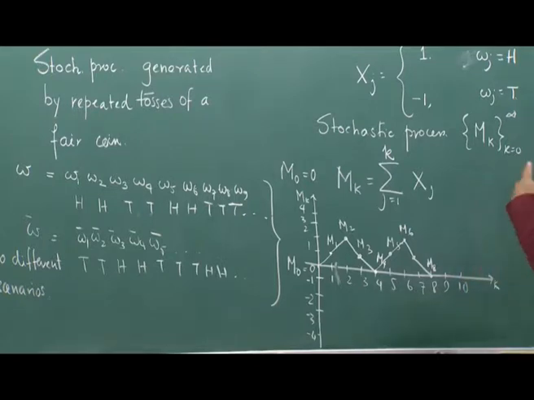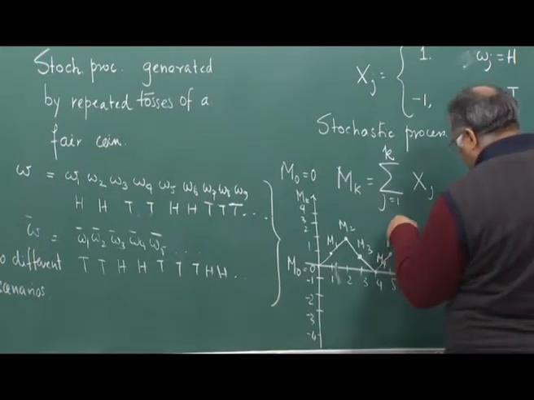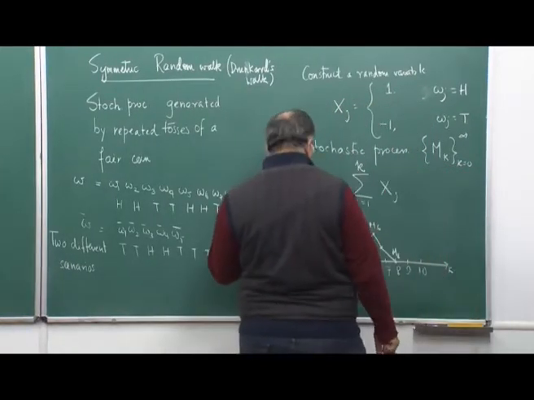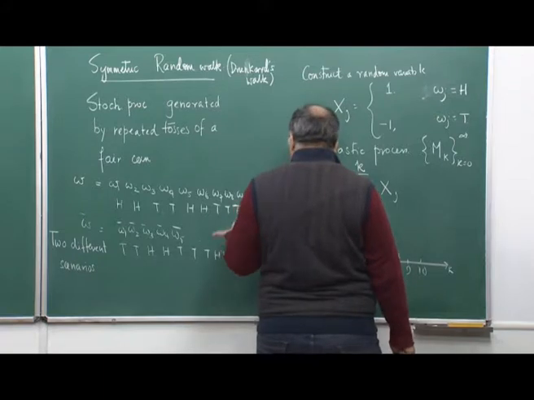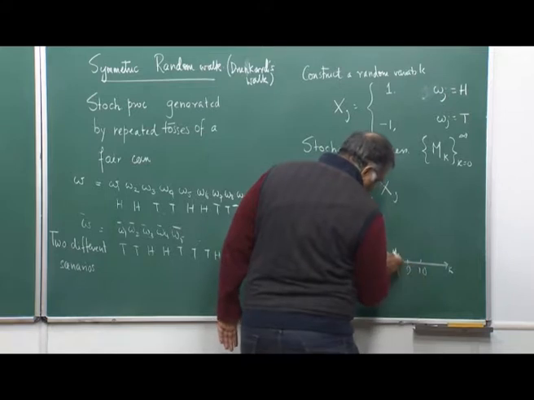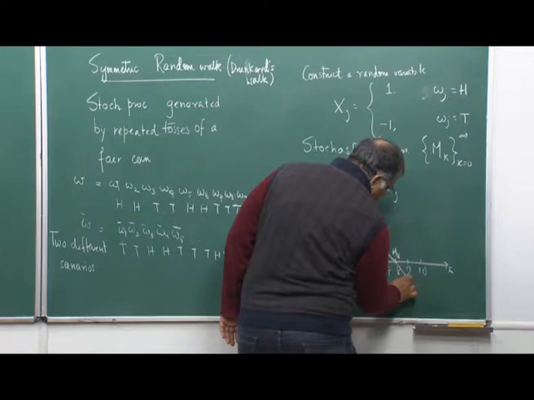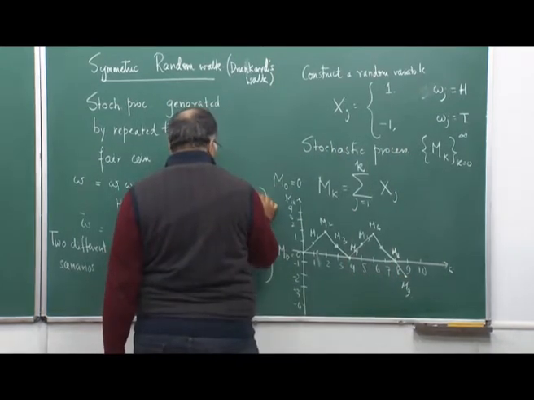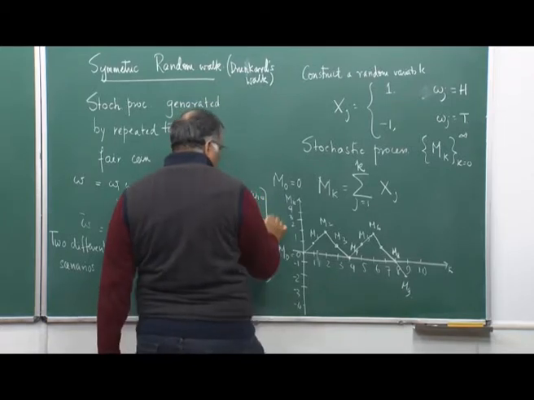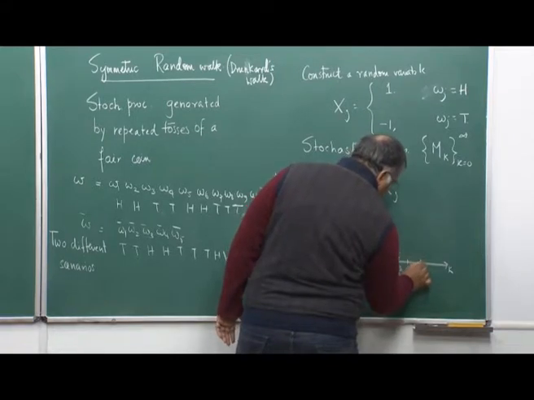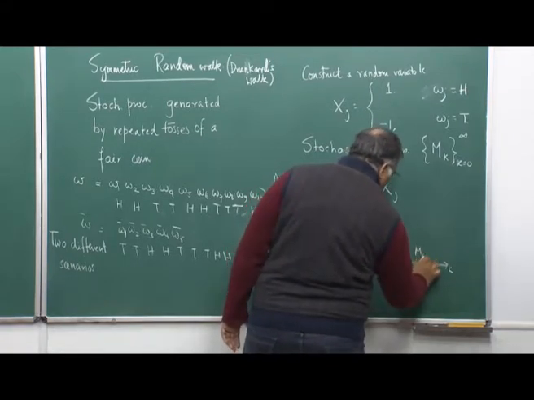So, you add up in this fashion and you move like this. So, M8 I have here, omega 9 is tail. So, again I have to go down. So, from 0 I will have to go down by 1. So, I will come to minus 1. So, this will be our M9. And suppose omega 10 is head, then it will again go up to 0 at the 10th place, because it will again add 1. So, it will become your M10.